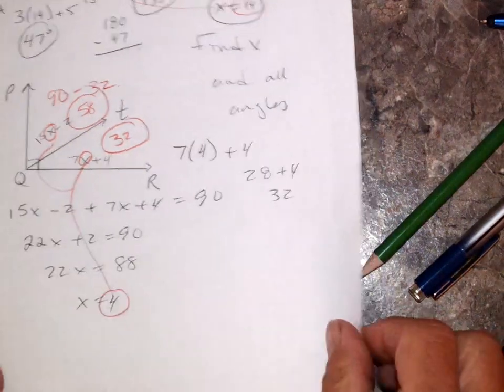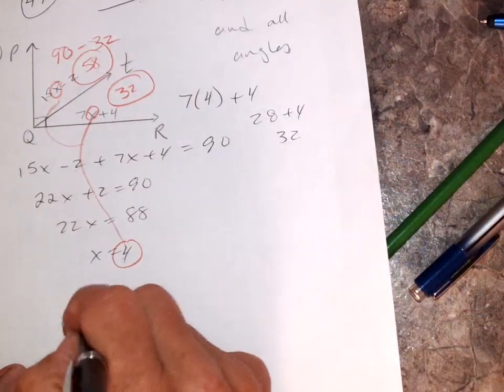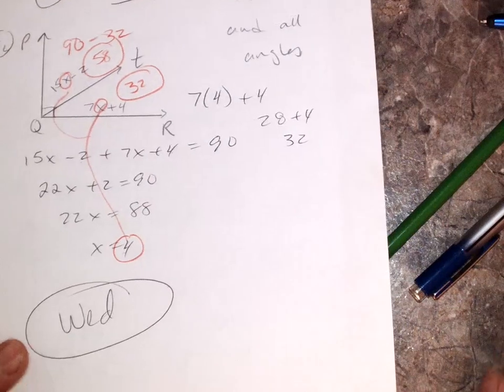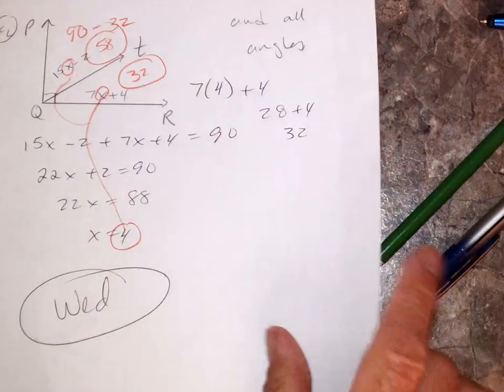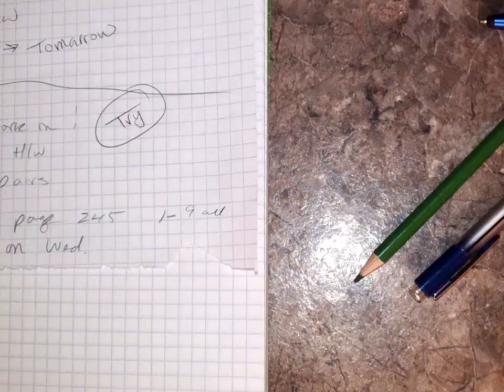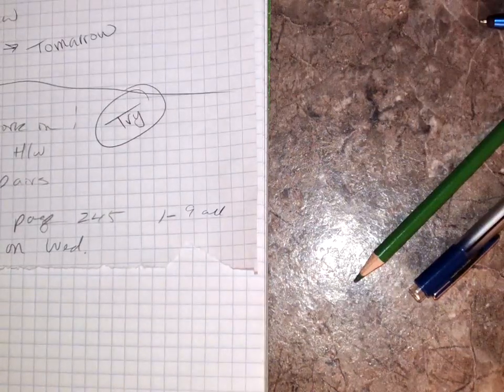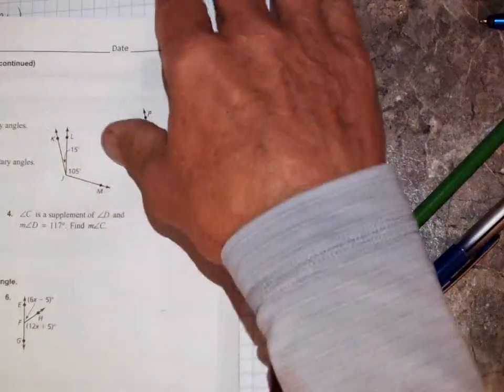Now, big thing. Okay, so we're going to have a test on Wednesday. Okay, and then if you are totally caught up, then you get Thursday, Friday, and of course the weekend off. Okay, we're going to make it. Homework today is found on page 245. It's 1 through 9 all. I'll show that. 245. Oh, there it is. 1 through 9.